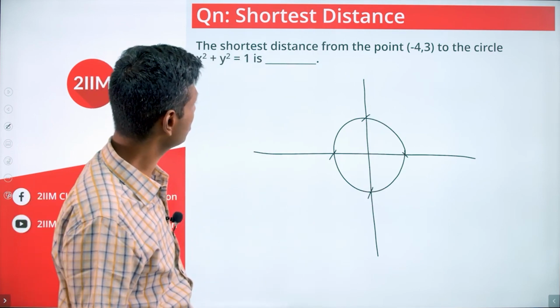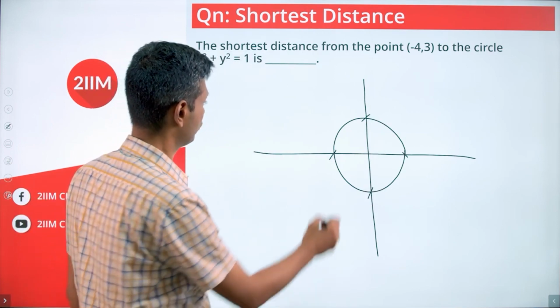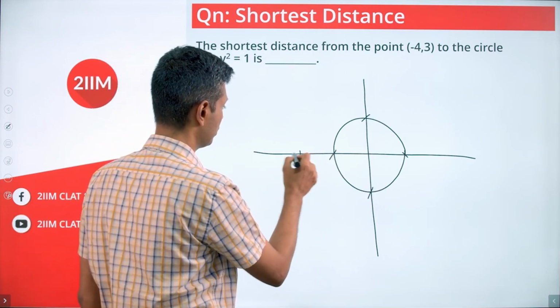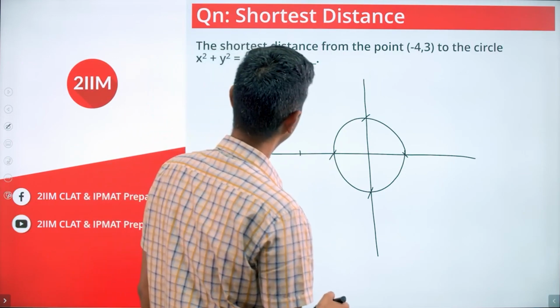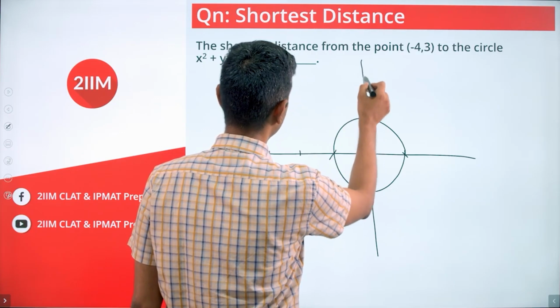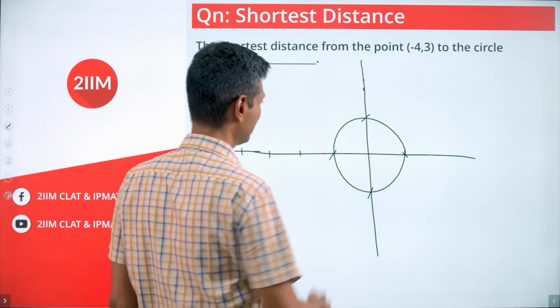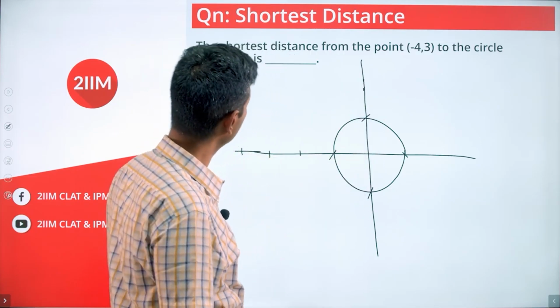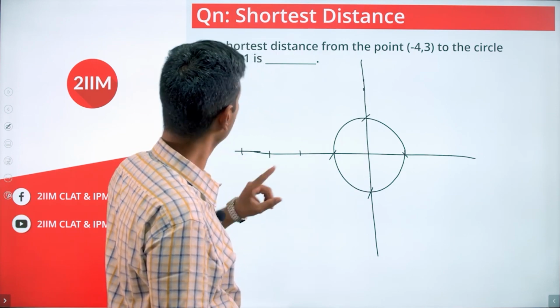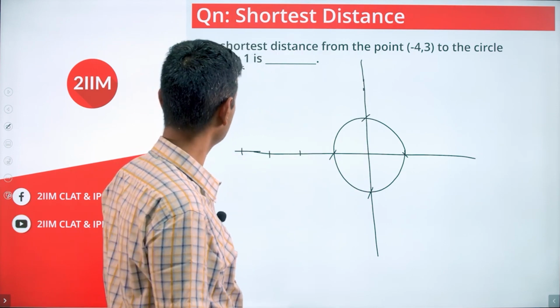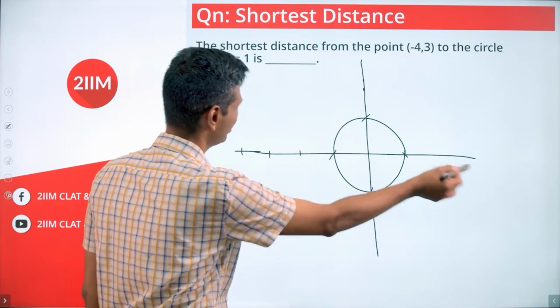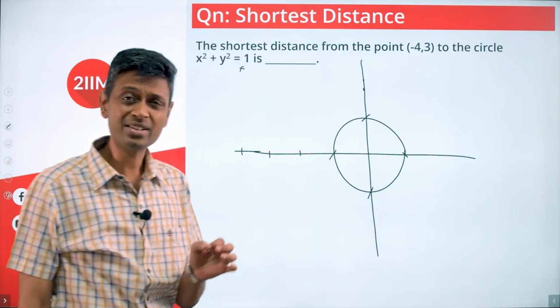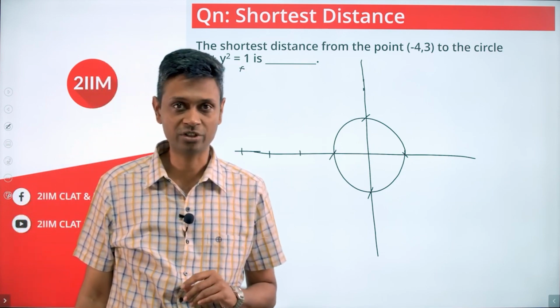We want to find the distance from the point (-4, 3). This is 1, -1, -2, -3, -4, and 3: 1, 2, 3. So somewhere here. Right? I'm roughly marking the point. The shortest distance from the point (-4, 3) to the circle x squared plus y squared equals 1. You want to draw a shortest distance to this. You can draw some line cutting through, a secant. You can draw a line just touching it. That will be a tangent.